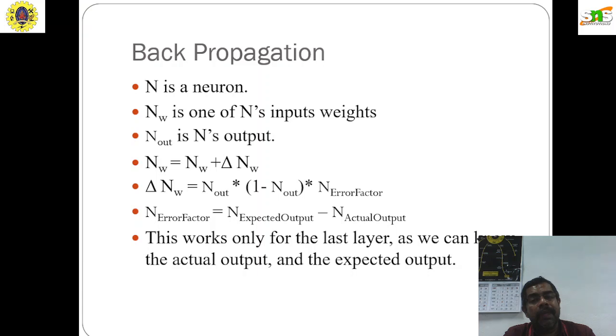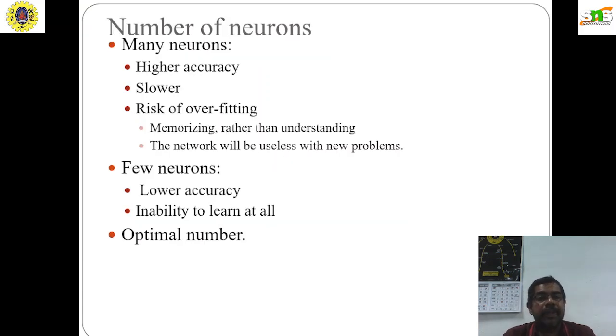So this works only with the last layer. We have to compare the actual output with the expected output. Now we have to continue to see how this ANN is working.